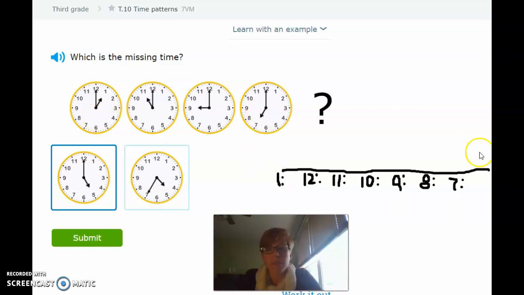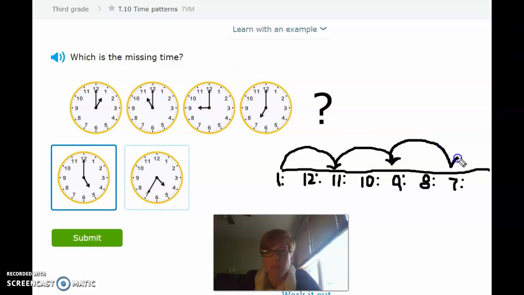So let's say I am at 1 o'clock here, the first clock. And I'm going to go from the first clock to the second clock. Let's go to my number line. 1 o'clock to 11 o'clock. I'm at my second clock, which is 11 o'clock. Let's go to 9 o'clock. Then I'm going to go from 9 o'clock to 7 o'clock.